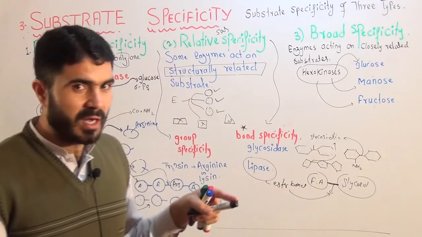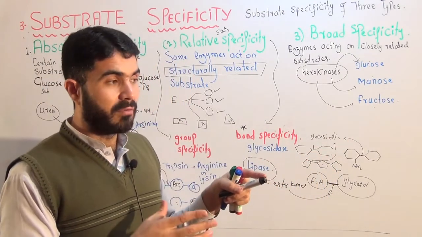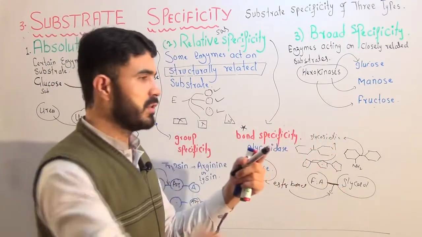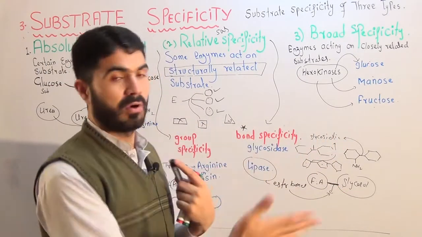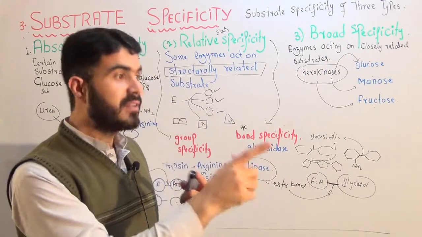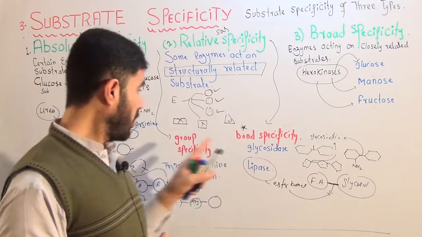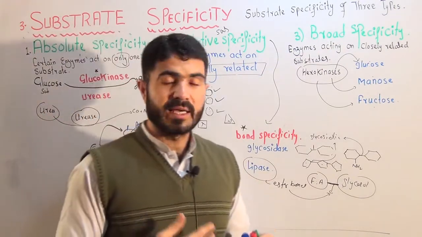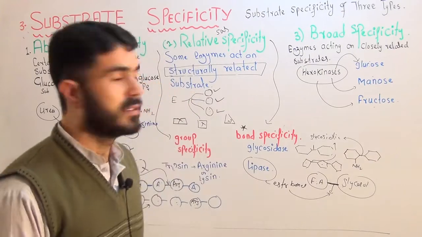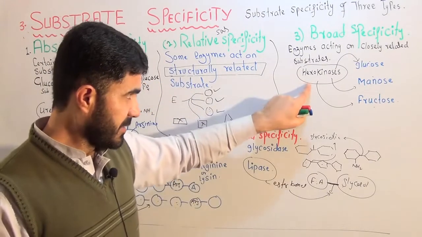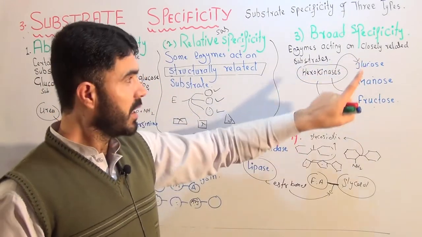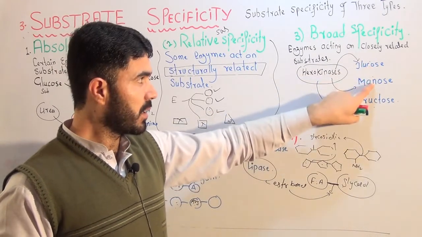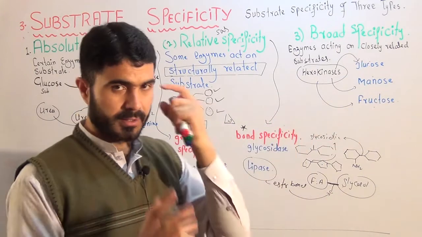The enzyme is not saying that I would like to act on only one type of substrate. The enzyme says, okay, fine, different substrates come in front of me, I will act on you, provided that you must have a specific bond or you must have a specific group. In broad specificity, the enzyme is acting on closely related substrates, like hexokinase acting on glucose, mannose, fructose. These are closely related compounds.